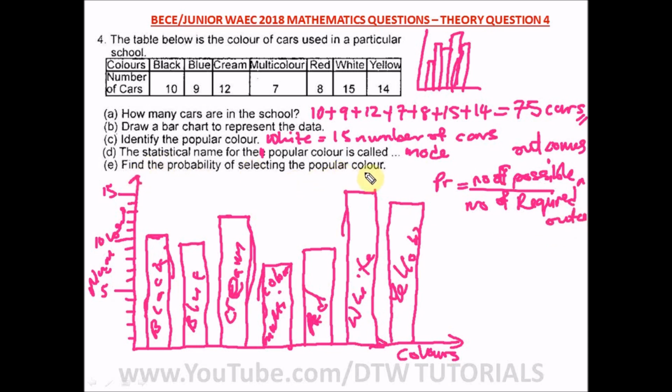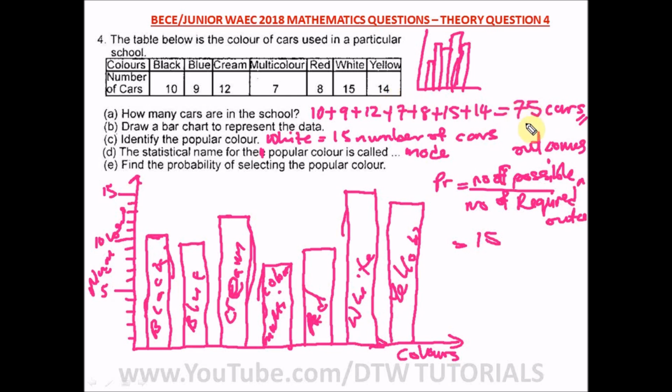What is the number of possible outcomes of selecting the popular color? It is 15, since we just have 15 cars for your popular color. All right, so we have 15. And what is the number of required outcomes? Definitely the number of required outcomes is the total number of cars. That is what is required from you to select any popular color from it.